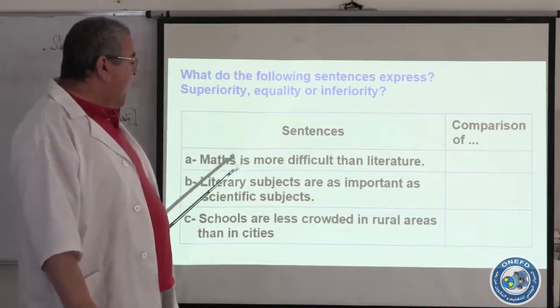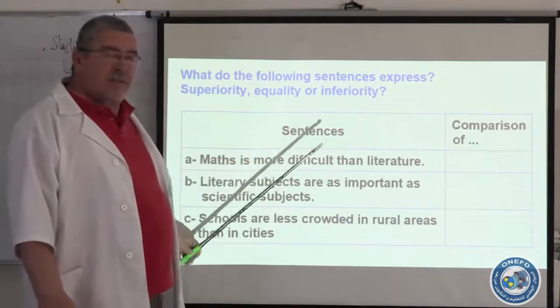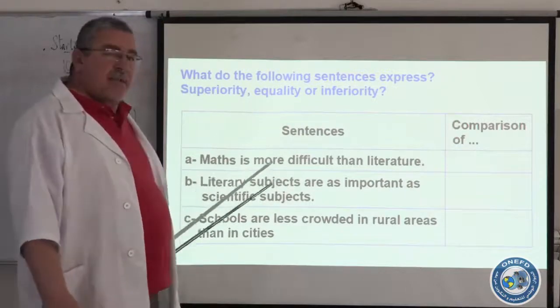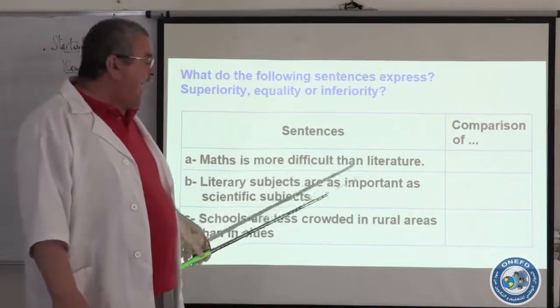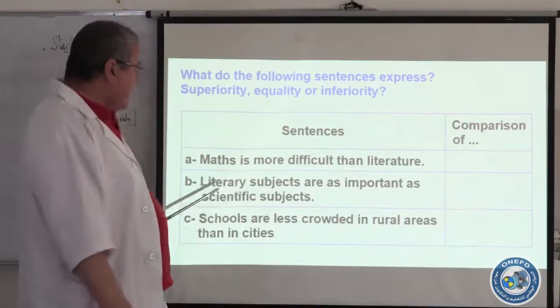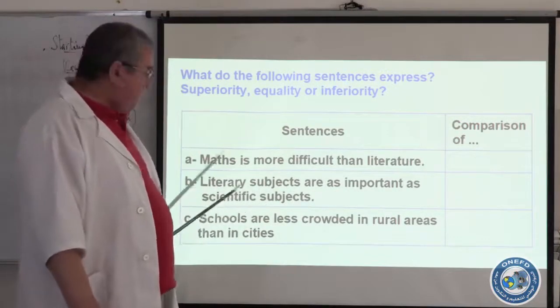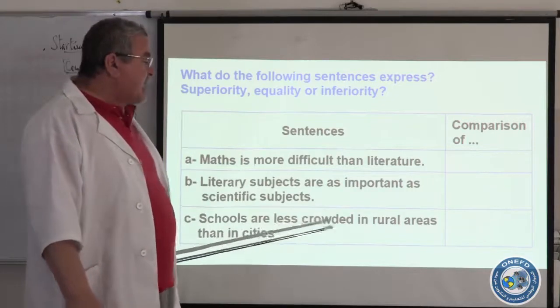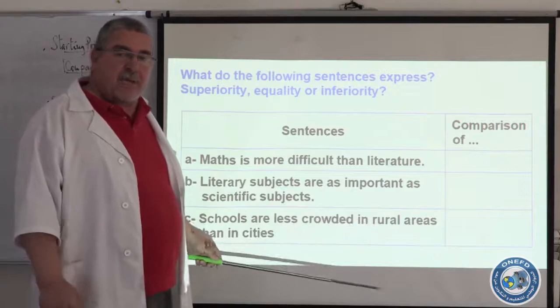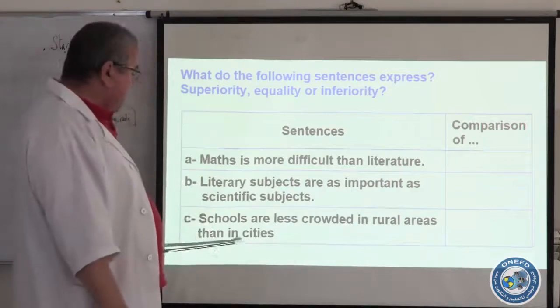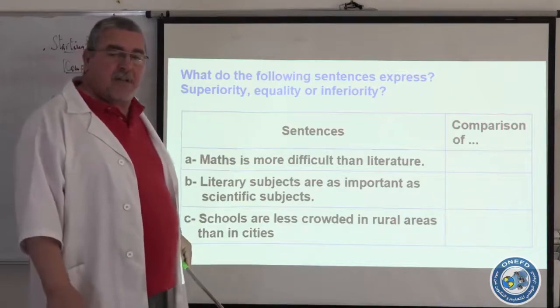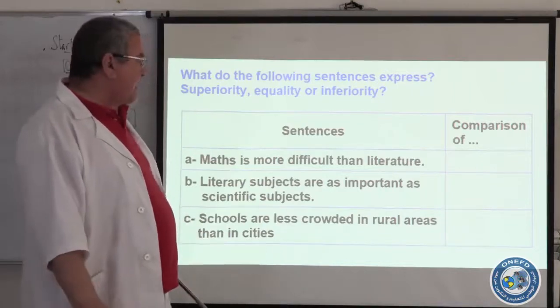Sentence A: maths is more difficult than literature. Sentence B: literary subjects are as important as scientific subjects. C: schools are less crowded in rural areas than in cities. Now, what is expressed in each of these sentences?